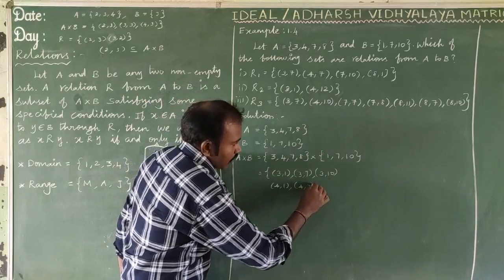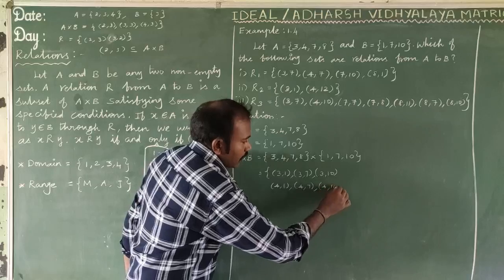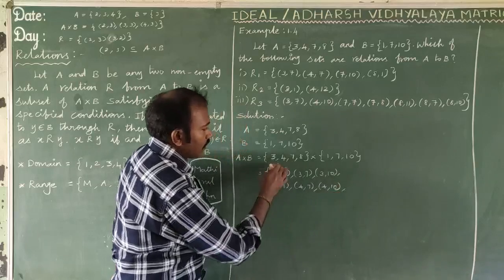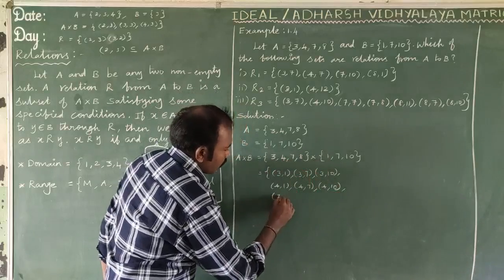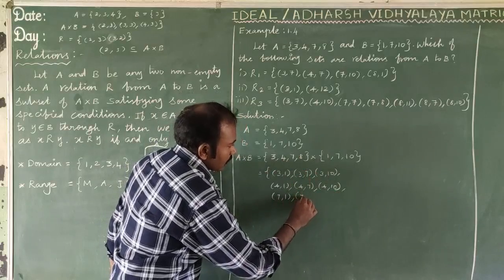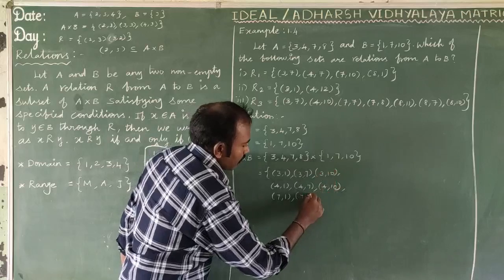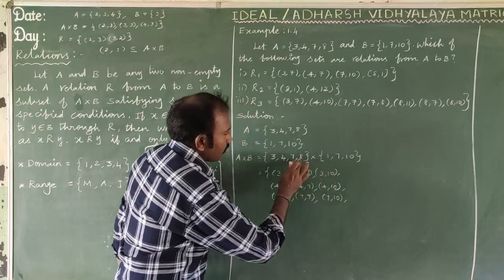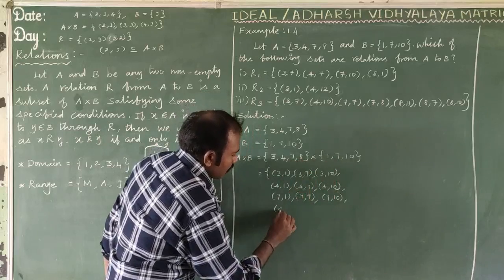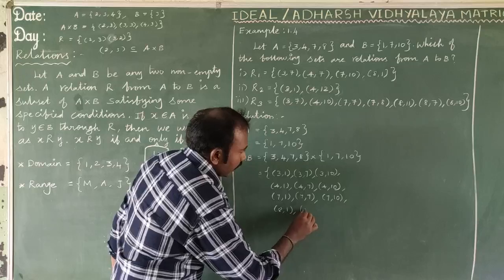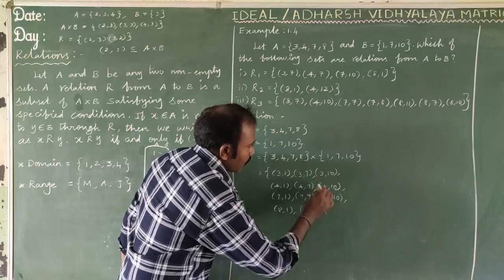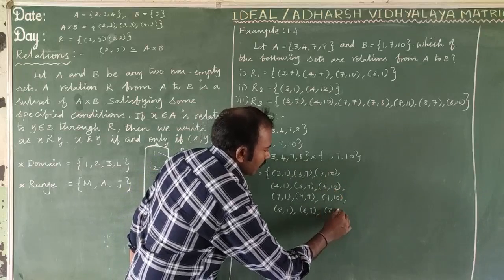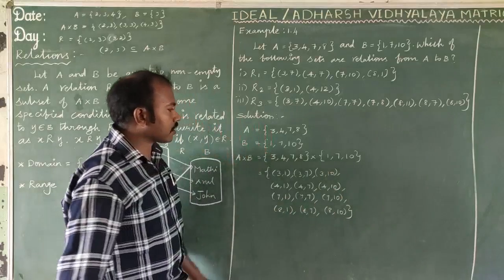(4,7), (4,10), and also (7,1), (7,7), (7,10), and (8,1), (8,7), (8,10). That is A cross B.